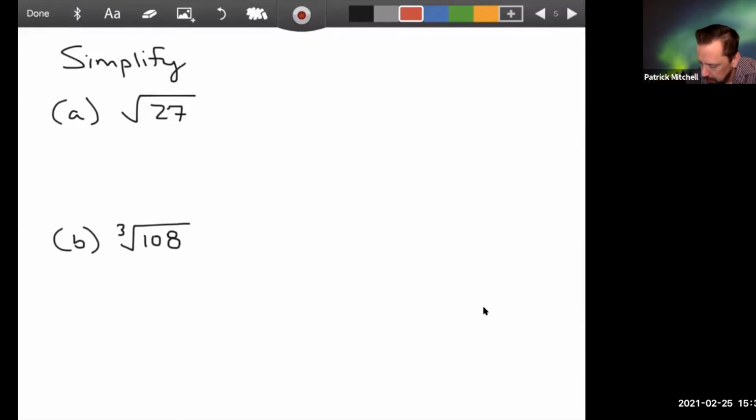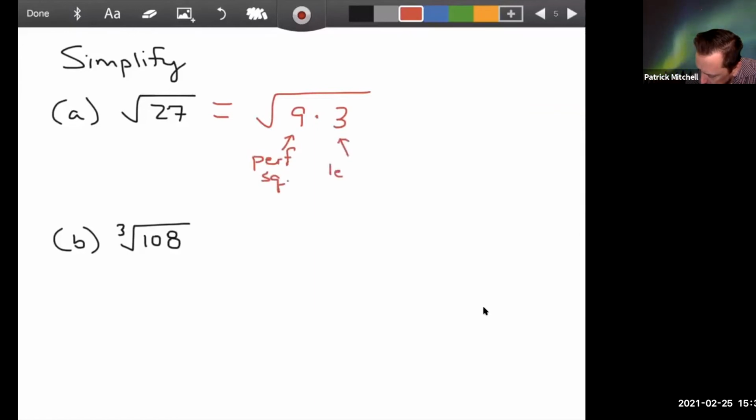The answer is 9. Okay, so the Mitchell vocabulary that I used for this, and as we get more experience with doing this, you won't see me always writing all of this out. The reason the 9 is here is because it is a perfect square. And what I call this number 3, I call it a leftover. A leftover is a factor that has no perfect square factors.